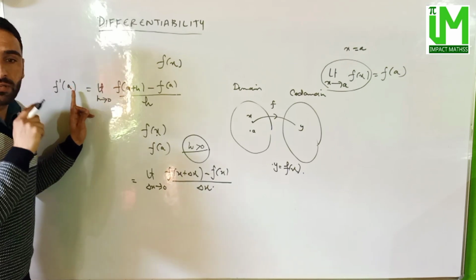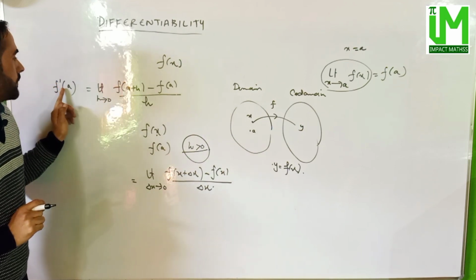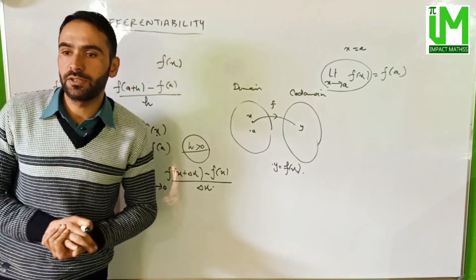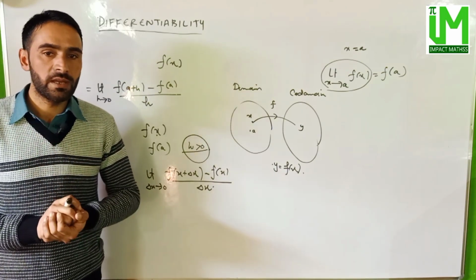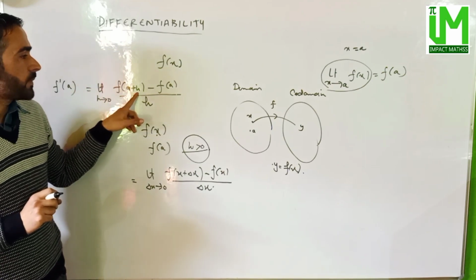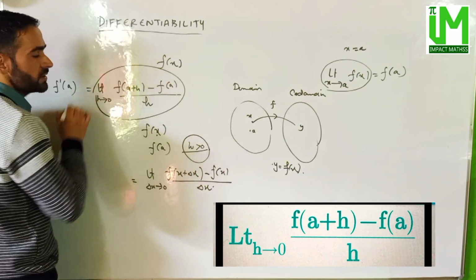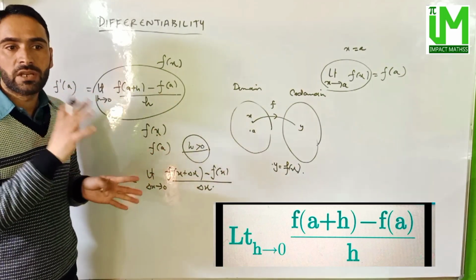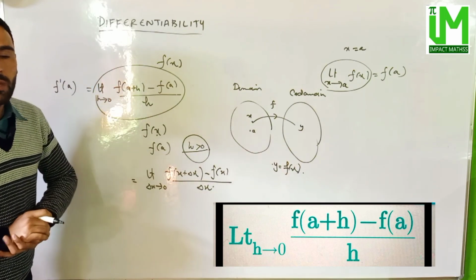So this is the differentiability of a function at a particular point. We say f dash of a is equal to the limit as h tends to 0 of f of a plus h minus f of a divided by h. The function f x is differentiable at x is equal to a when f dash of a equals this limit, provided the limit on the right hand side exists finitely, meaning it should be a finite real number.